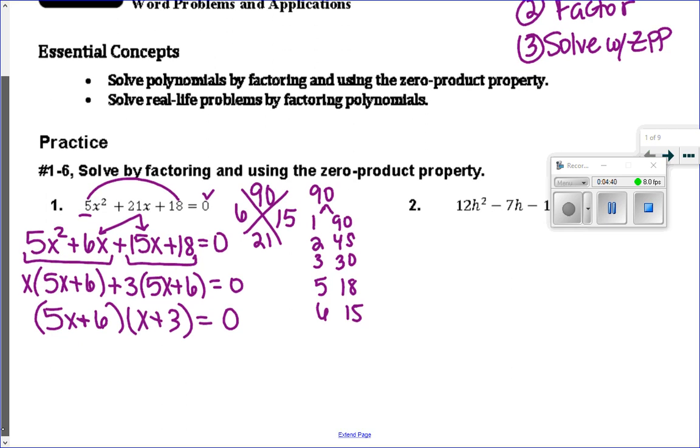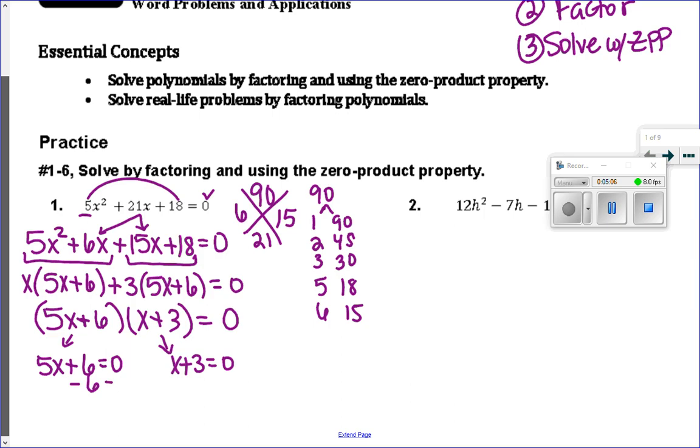And so if this times this is 0, I can actually take this all the way to the finish line, set each one of these binomial factors equal to 0. That will be true if 5x plus 6 is equal to 0, or if x plus 3 is equal to 0. And then I need to solve both of those to get the actual solutions for this polynomial.